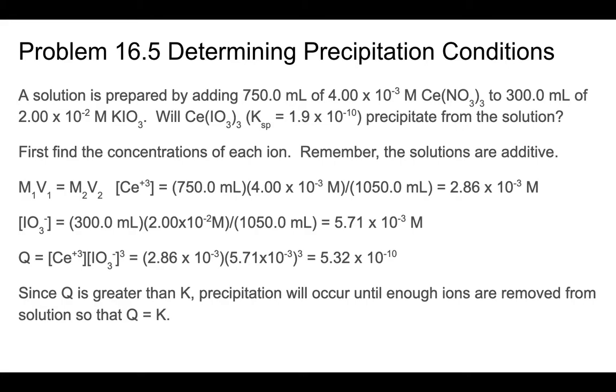Now you might be saying, wait, we know the concentrations: 4 times 10 to the minus 3 for cerium, 2 times 10 to the minus 2 for iodate. However, don't forget, mixing them together means the volume of the other solution dilutes the molarity of the first solution. So we don't have 4 times 10 to the minus 3 molar cerium nitrate. We need to do an M1V1 equals M2V2 problem on it. The molarity 1 is 4 times 10 to the minus 3, and the volume 1 is 750 milliliters, and that will equal the molarity 2 after adding the 300 milliliters of the other solution, times the volume 2.